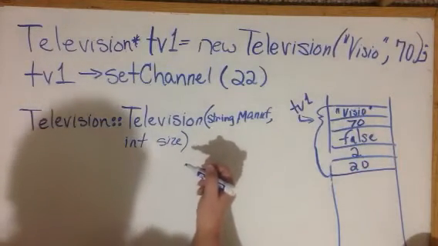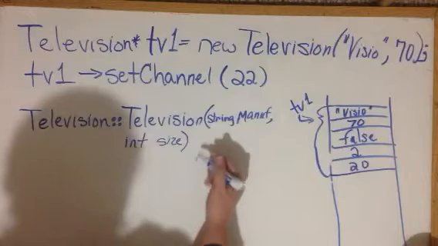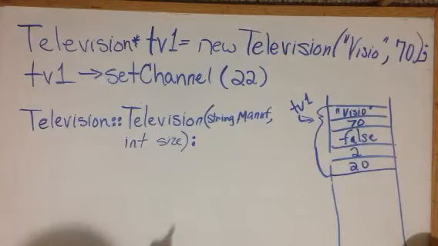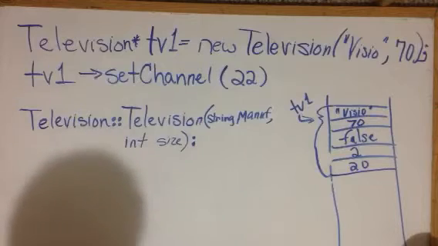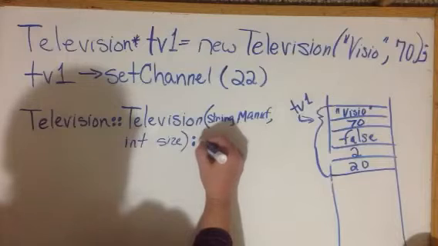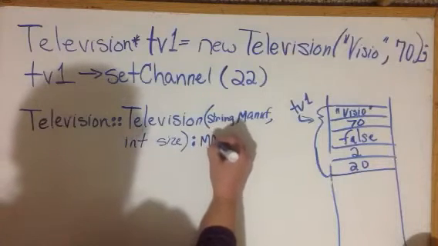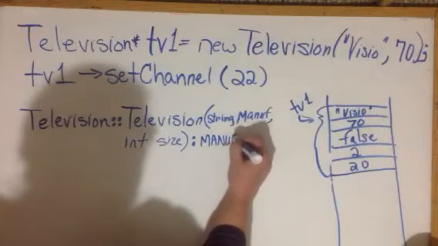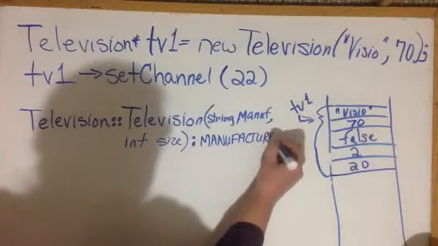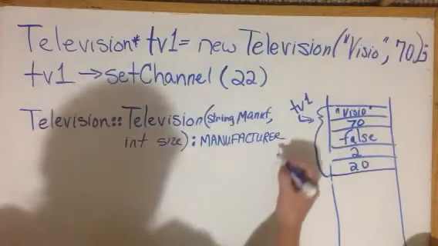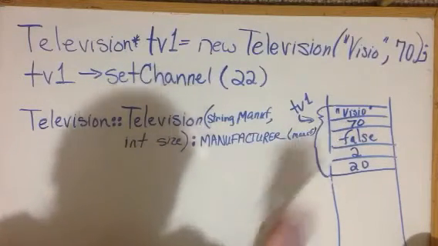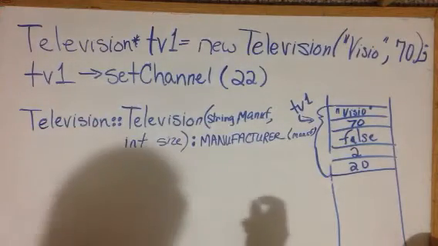Now, because manufacturer and screen size were constants, we have to use an initialization list, and so we put a colon after the parameters. And then we can say the name that was defined in the class. Remember, manufacturer was in our UML. And then we can pass in the parameter name to initialize it.